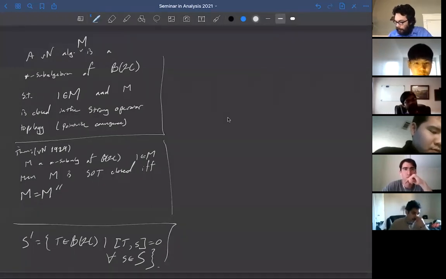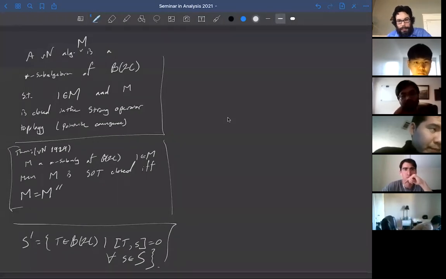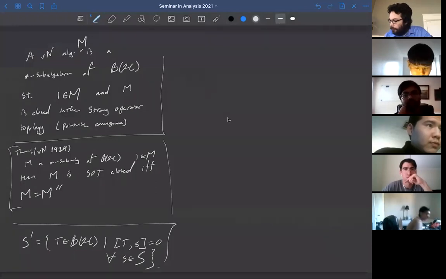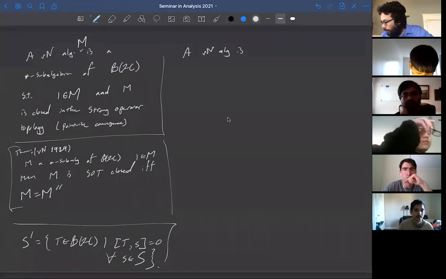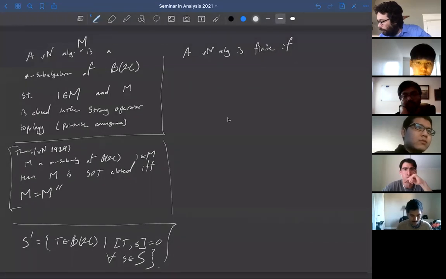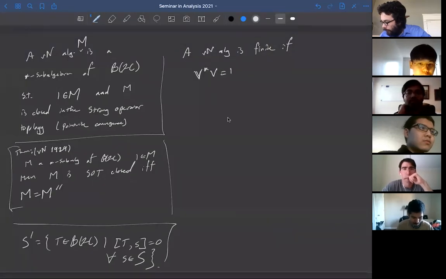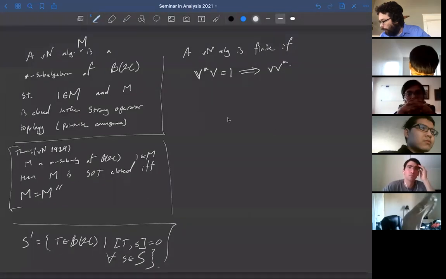So this is another way that you often see them defined. Now for us, the main examples of von Neumann algebras: a von Neumann algebra is finite if whenever you have an operator V, if you have V star V equals one, then that implies V V star equals one.